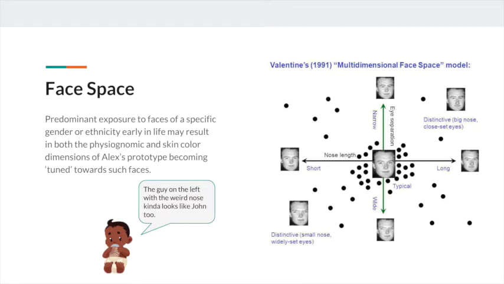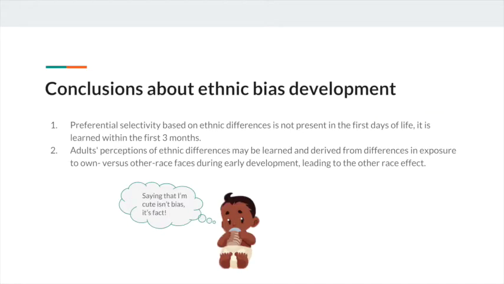Predominant exposure to faces of a specific gender or ethnicity early in life may result in both the physiognomic and skin color dimensions of Alex's prototype becoming tuned towards such faces. So, some conclusions we can make about ethnic bias development. Preferential selectivity based on ethnic differences is not present in the first days of life. It is learned within the first 3 months. Adults' perceptions of ethnic differences may be learned and derived from differences in exposure to own versus other race faces during early development, leading to the other race effect.